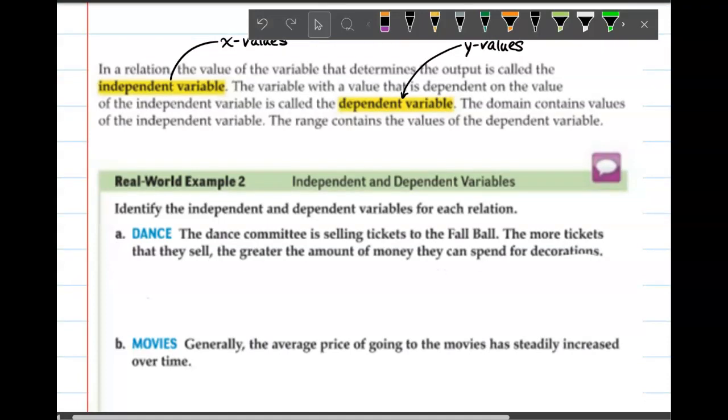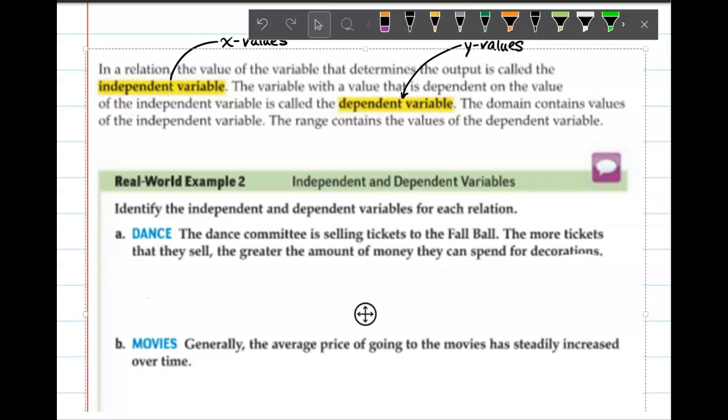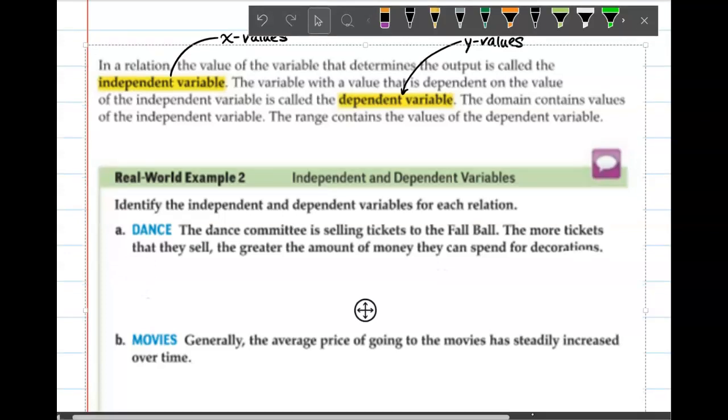For example, the dance committee is selling tickets to the fall ball. The more tickets they sell, the greater amount of money they can spend for decorations. So we have two things that are varying: how much money they make and how many tickets they sell. One depends on the other. How much money they make depends on how many tickets they sell. So let's go ahead and type that in. It'll be faster than trying to write it.